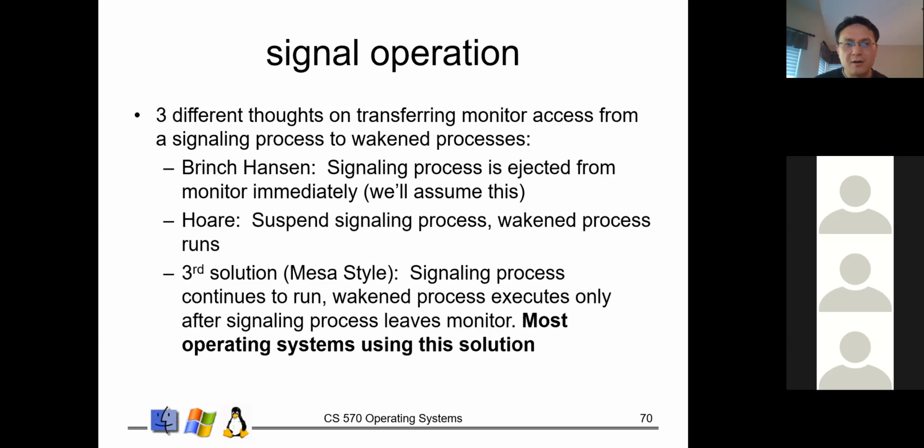Okay, a third solution to this would be the signaling process continues to run. It continues to hold the lock. The awakened process can only execute after the signaling process finishes its logic and leaves the monitor. Most of today's operating systems use this kind of solution. We'll see how these different approaches work differently in the code.